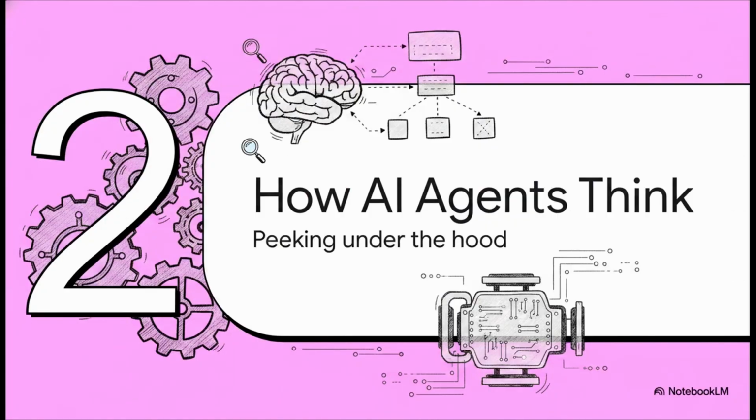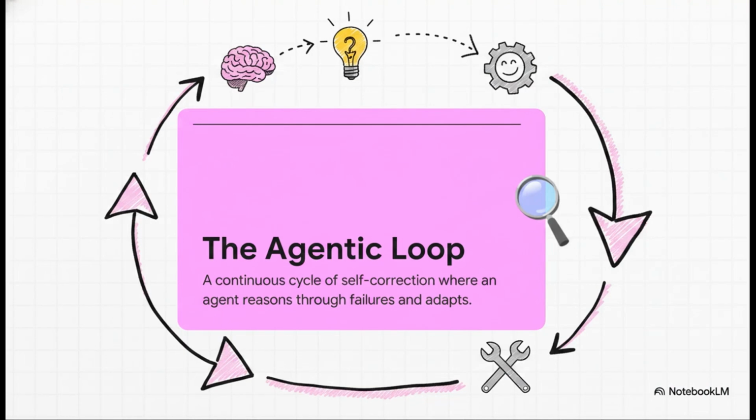Moving on to Section 2, how AI agents think. Let's peek under the hood. The secret sauce here, the absolute crucial concept to grasp, is something called the run loop, or sometimes you'll hear it called the agentic loop. Unlike a regular chat where you just get one single input and output exchange, an agent enters a continuous self-correcting cycle. Think of it kind of like a chef cooking a really complex soup.